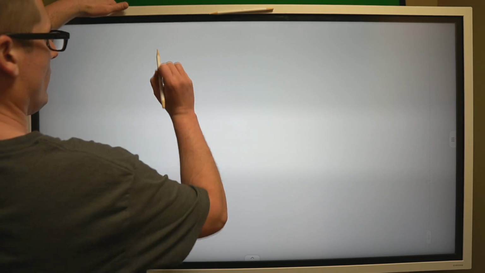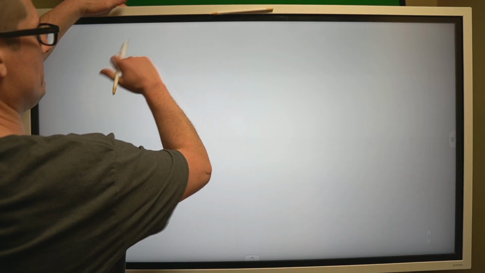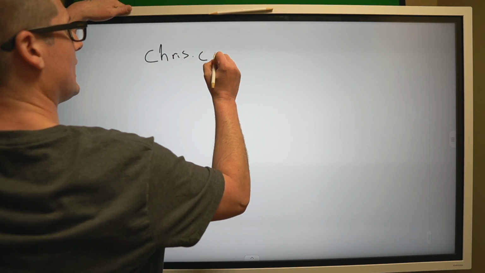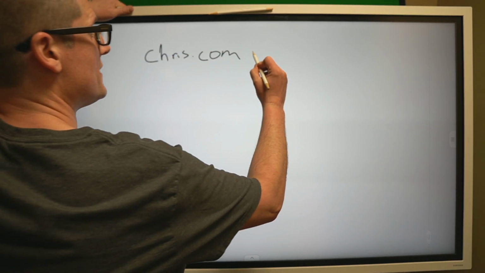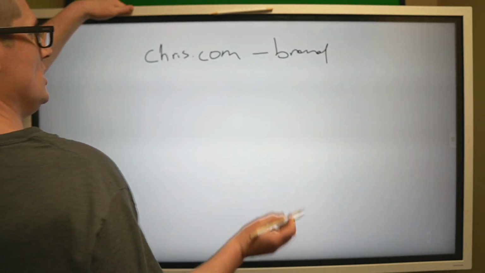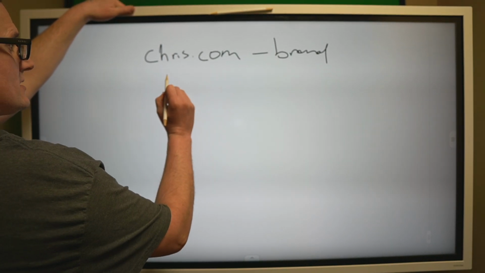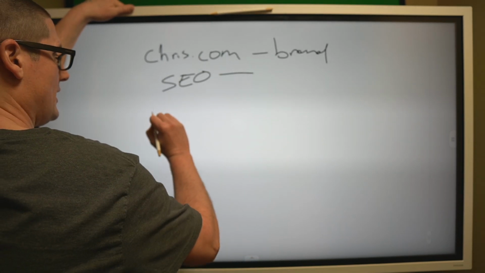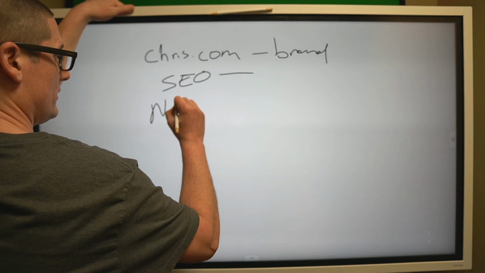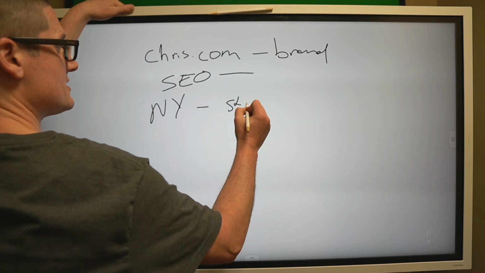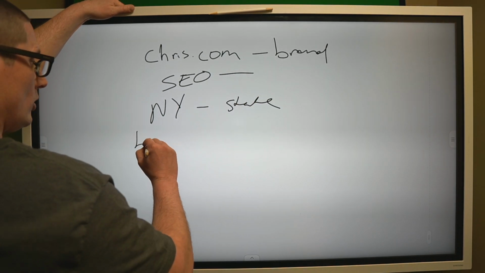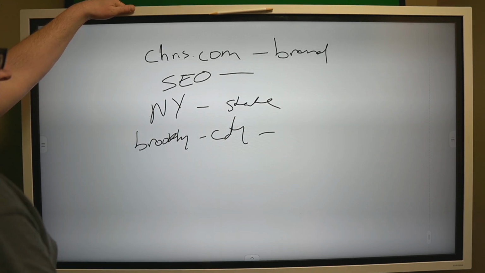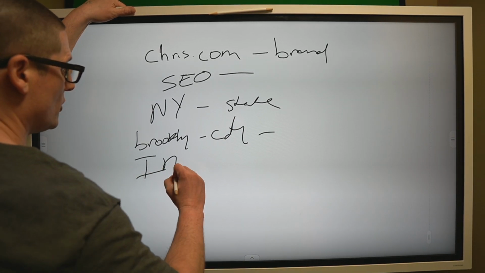But just remember, we have brand, right? So we have our brand, which is Chris.com. All right, this is our brand. Then we're going to have our top level category, which is going to be SEO. Then we're going to operate in our states. So in this case, it was New York. This is the state. We're going to do Brooklyn. This is our city, actually a borough. And then we have our informational content.